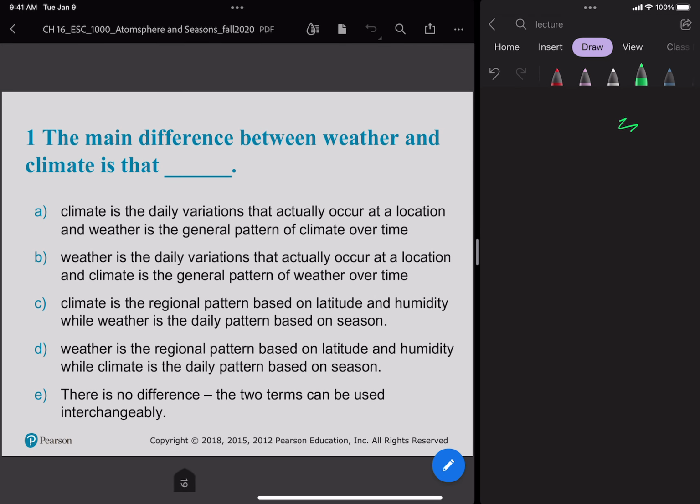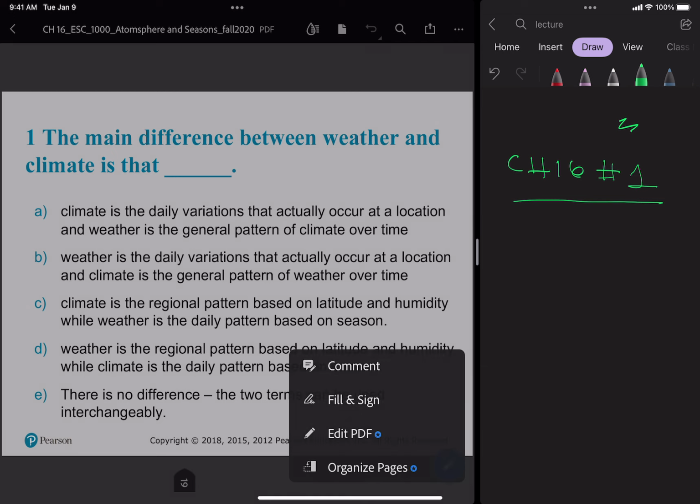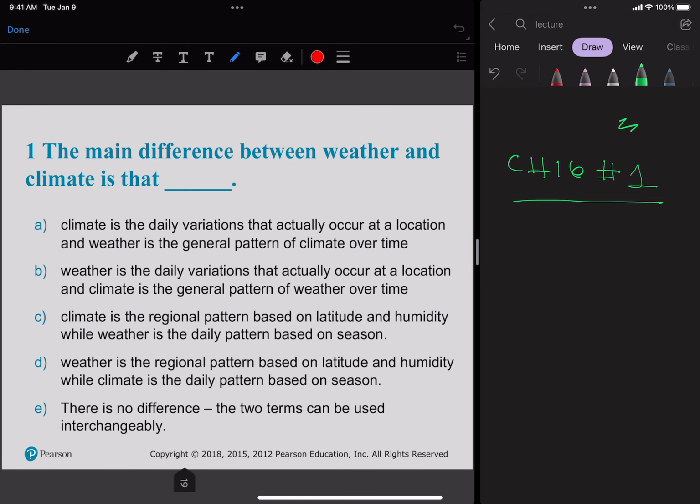Okay, here's the first question. Chapter 16, number 1. What is the difference between weather and climate?